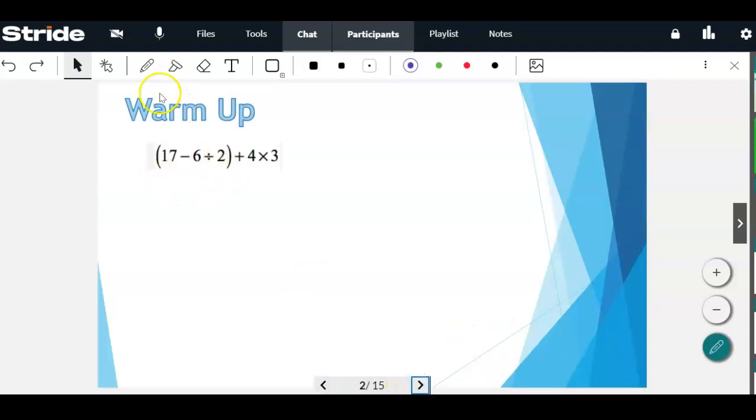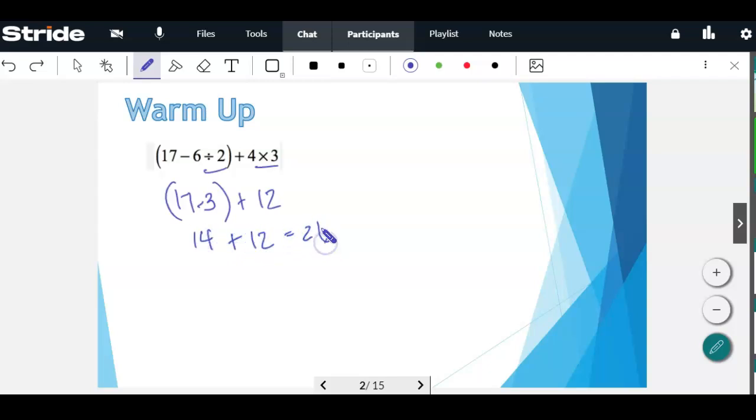So if we were doing this without the calculator, you would do what's in parentheses first. Remember PEMDAS, please excuse my dear Aunt Sally. On that, you have division here. You have to do that before you subtract. So 6 divided by 2 is 3. And you could go ahead and do this part here. 4 times 3 is 12. But finish the parentheses. 17 minus 3 is 14 plus 12 is 26.